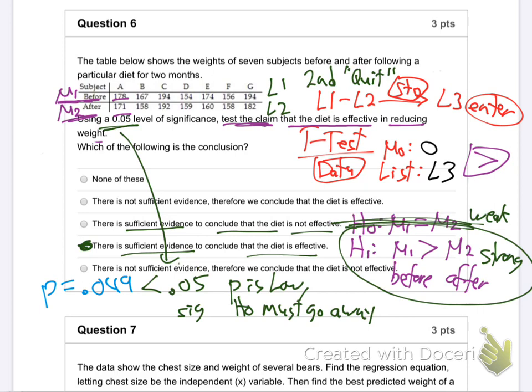The main step that people have told me over the years that they get stuck on is they get confused by the diet is effective. And they don't know what that means about greater than, less than. Did everybody follow that? The diet's effective. The before is heavier than the after. The mu1 is greater than the mu2. That's what effective means, right? All right. On we go.